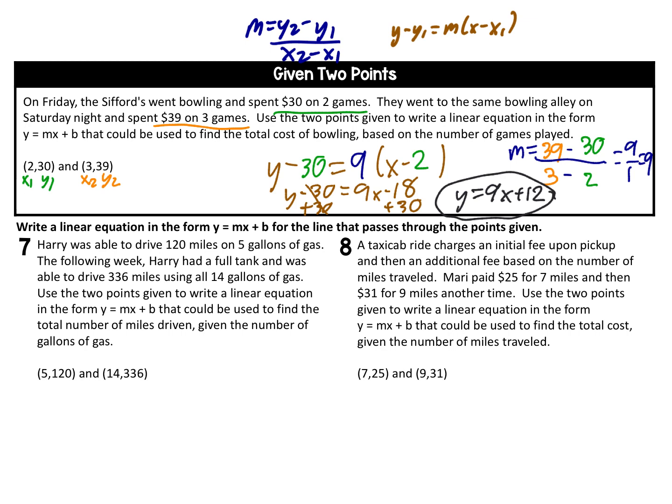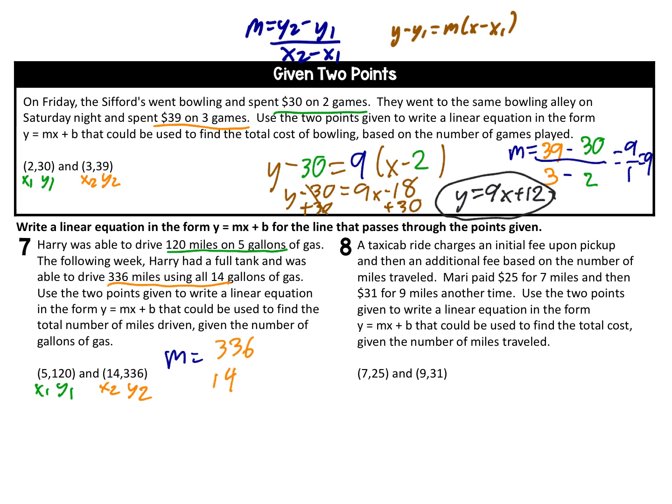In problem 7, Harry was able to drive 120 miles on 5 gallons of gas. The following week, Harry had a full tank of gas and was able to drive 336 miles using all 14 gallons of gas. Use the 2 points given to write a linear equation in the form y equals mx plus b that could be used to find the total number of miles driven given the number of gallons of gas.